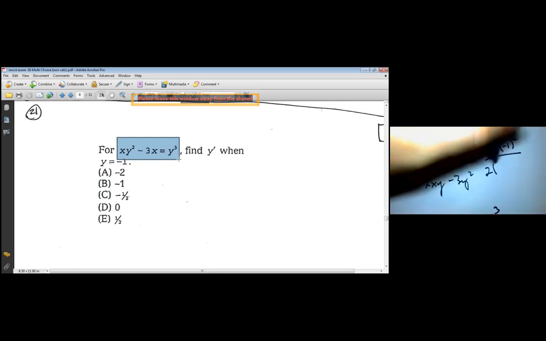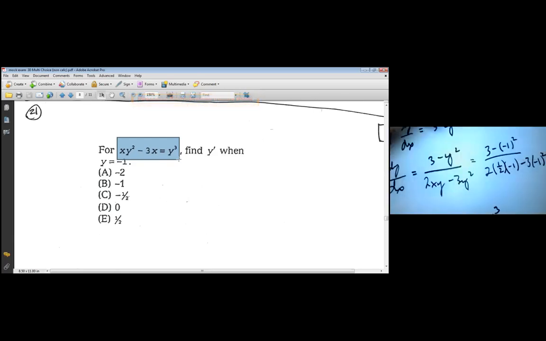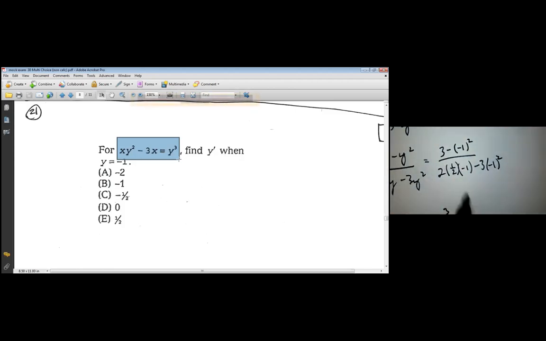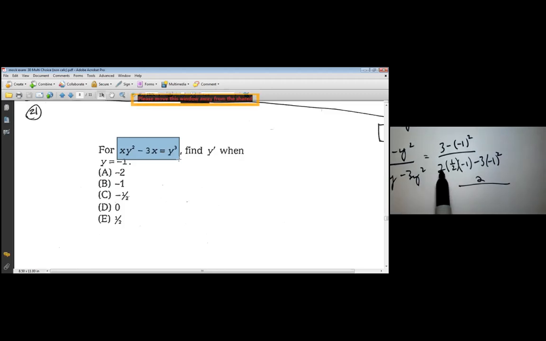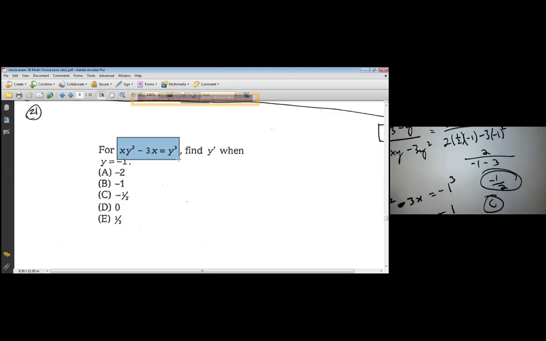So this would be 3 minus -1 squared over 2 times 1/2 times -1 minus 3 times -1 squared. What's that give us? 3 minus 1 is 2. That's going to be 2 times 1/2 is 1. 1 times -1 is -1. This is 1. That's -3. I've got 2 over -4. I've got -1/2 for an answer, choice C.